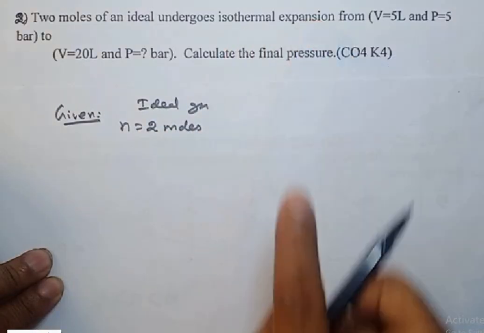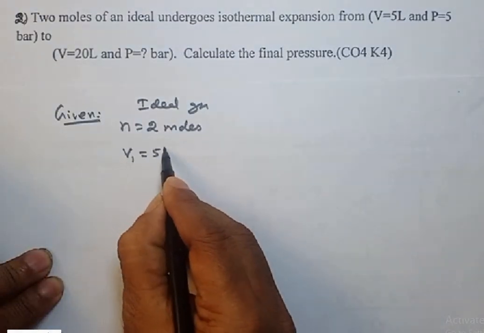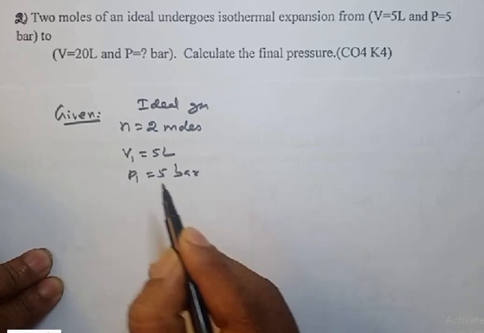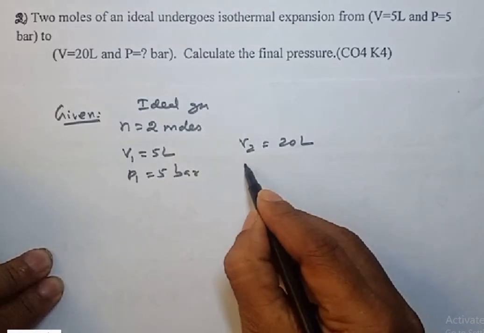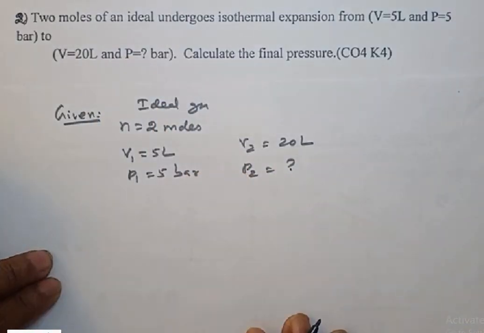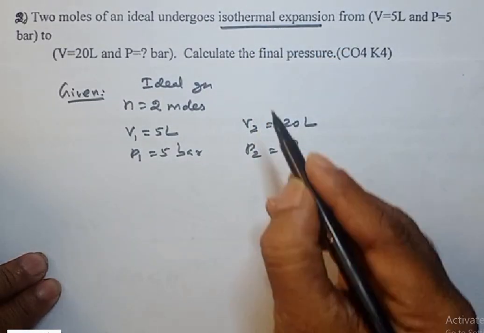It undergoes isothermal expansion. Initial volume is 5 liters. Initial pressure 5 bar. Final volume is 20 liters. And final pressure we need to find out. Let me take the final pressure as P2. P2 we need to find out. And since it is isothermal expansion, temperature remains constant.